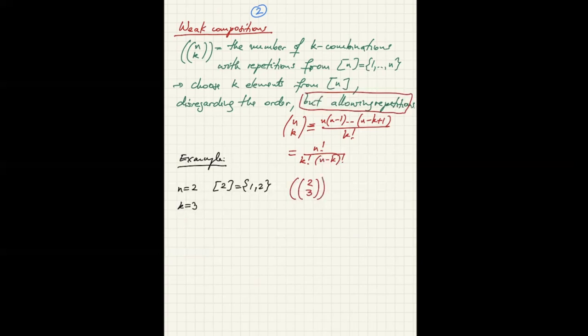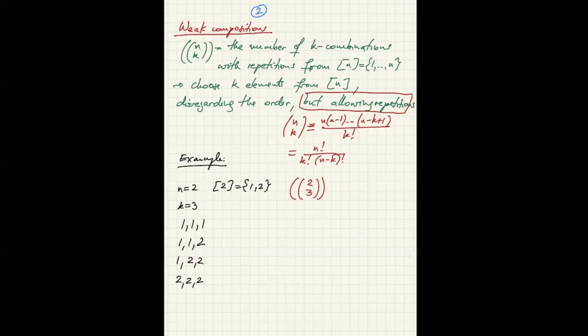Can pick 1 three times. Okay, so that's one choice. We can pick 1 twice and 2 the last time. And then we can pick 1 once, and we can pick 2 twice. And then we can pick 2 three times. So I think these are all possibilities.